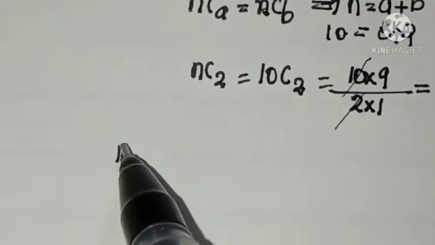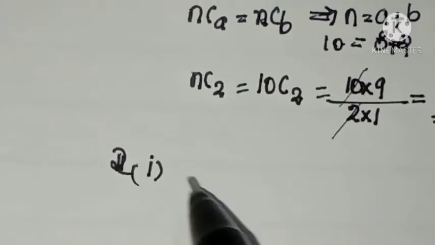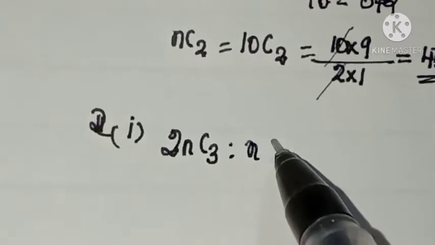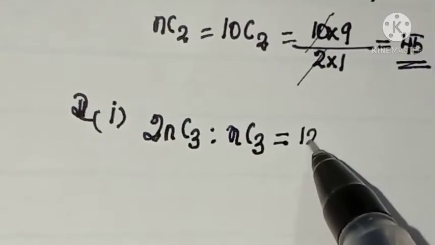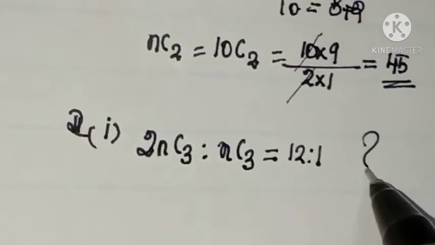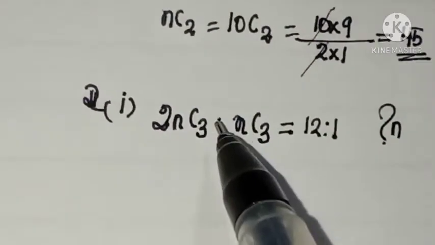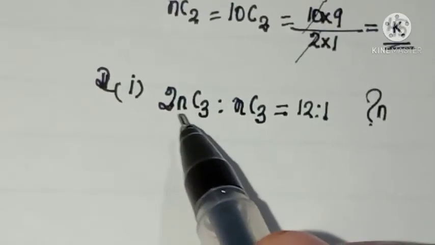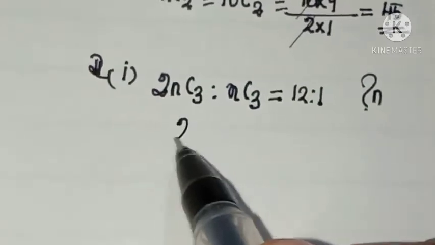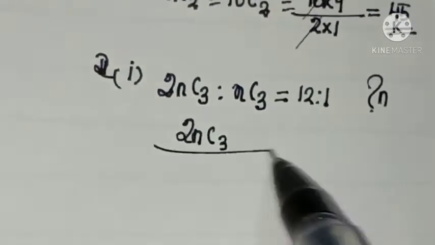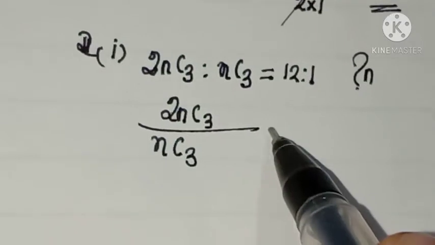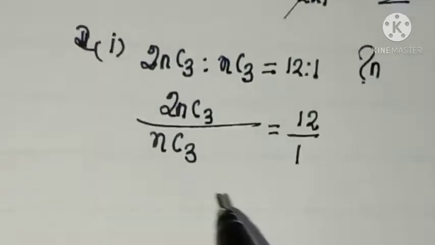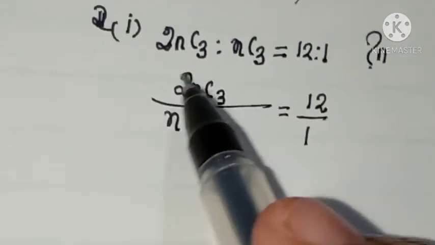Now the second question, there are 2 sub-questions. First one: 2nC3 is to nC3 is equal to 12 is to 1. What is n? That is the question. So we can write this in ratio form as 2nC3 by nC3 is equal to 12 by 1. Now here apply the result.